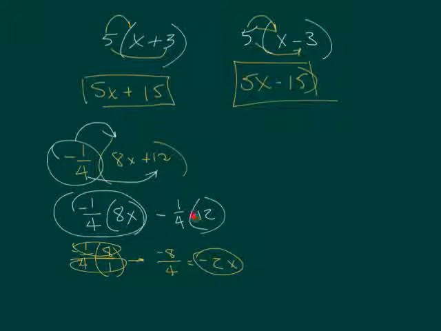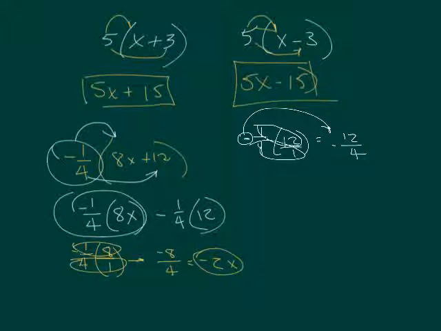Now let's multiply negative 1/4 times 12. Let's just do that up here, and let's put the negative there. We'll put the 12 over 1 again, multiply our 12 times 1 and get 12. Multiply our 4 times 1 and get 4. And we'll put that negative in front. 4 goes into 12 3 times, and that's a negative 3. So when we bring these two pieces together, we get negative 2x from here minus 3.